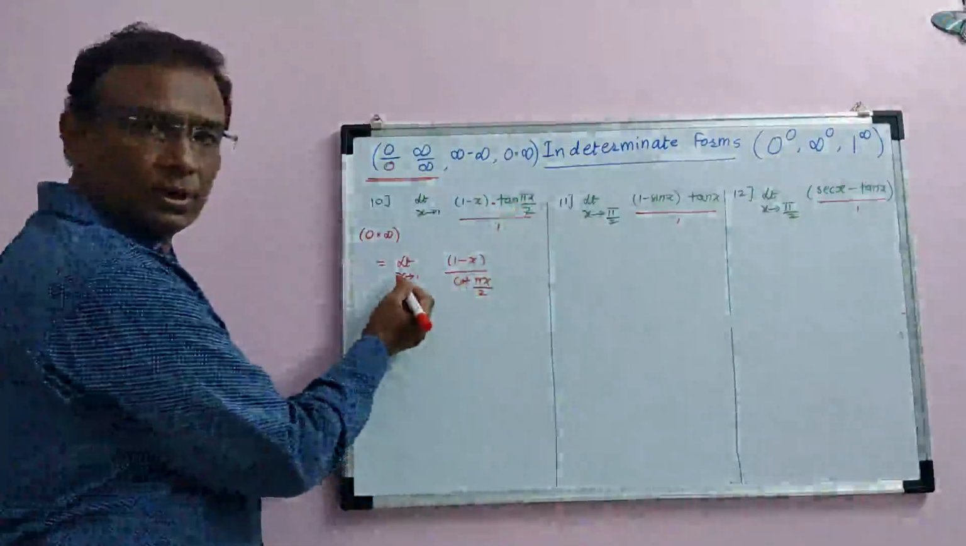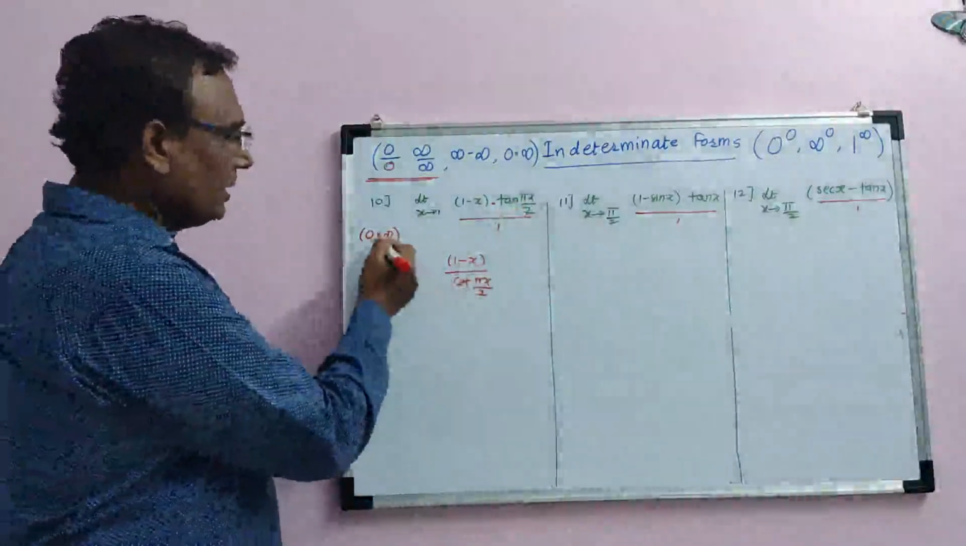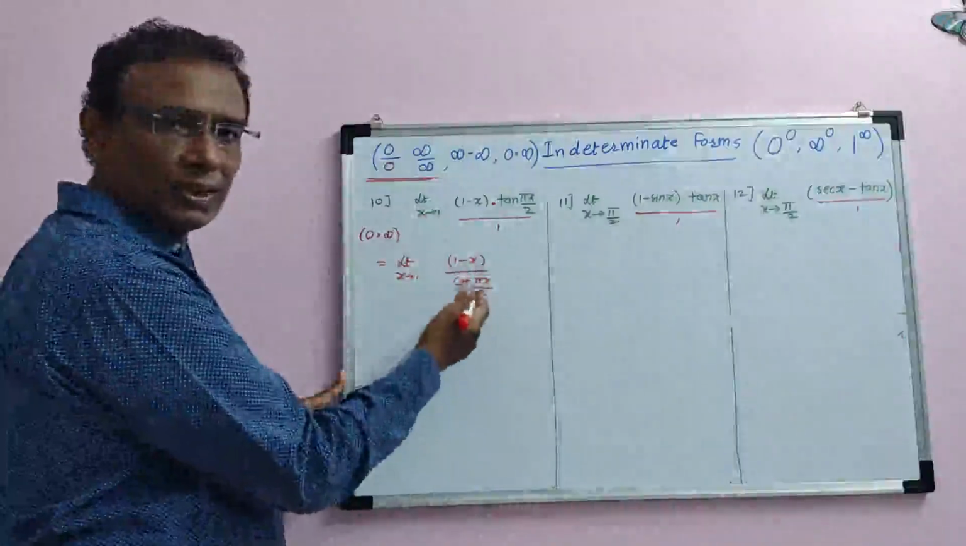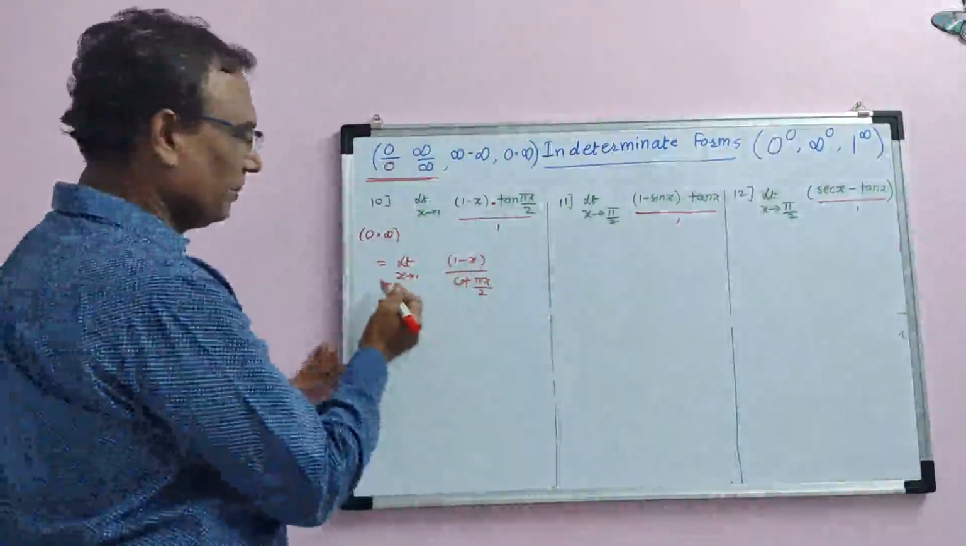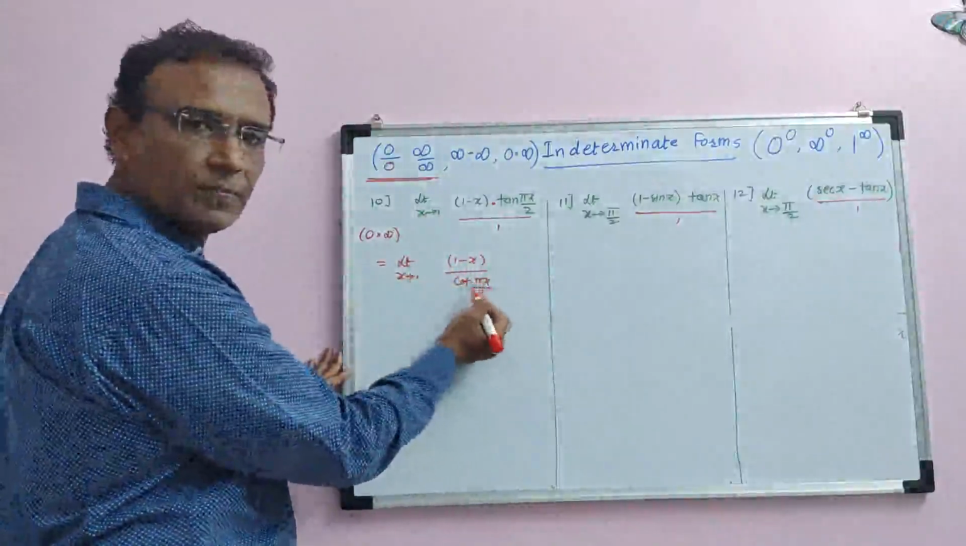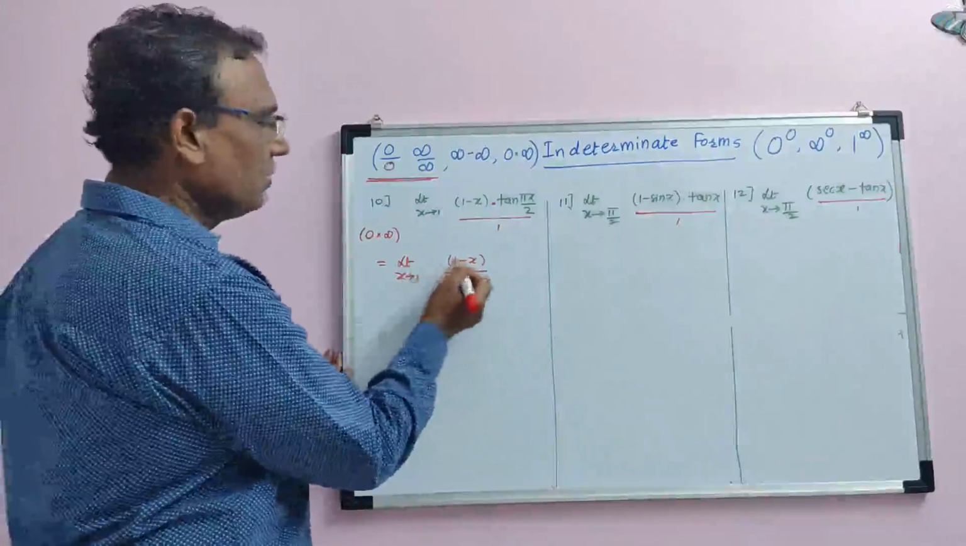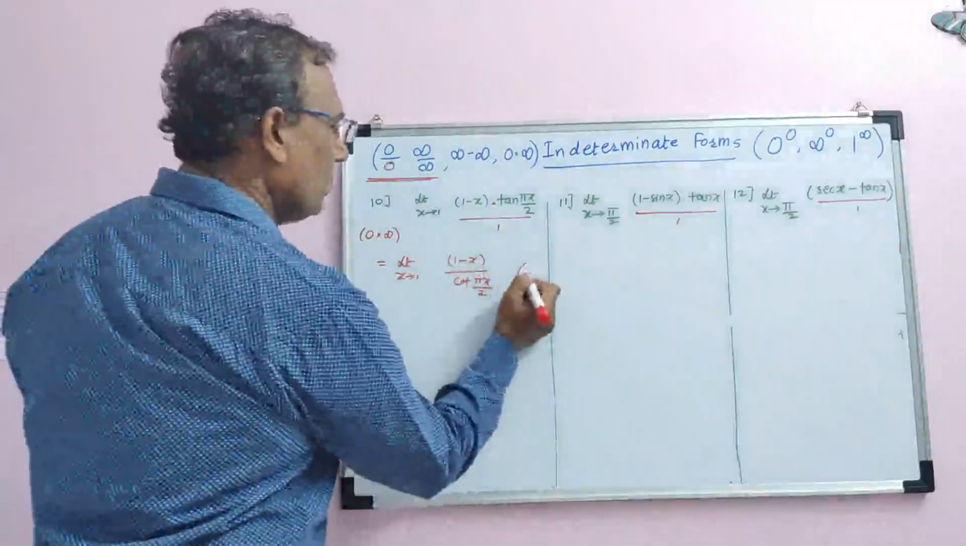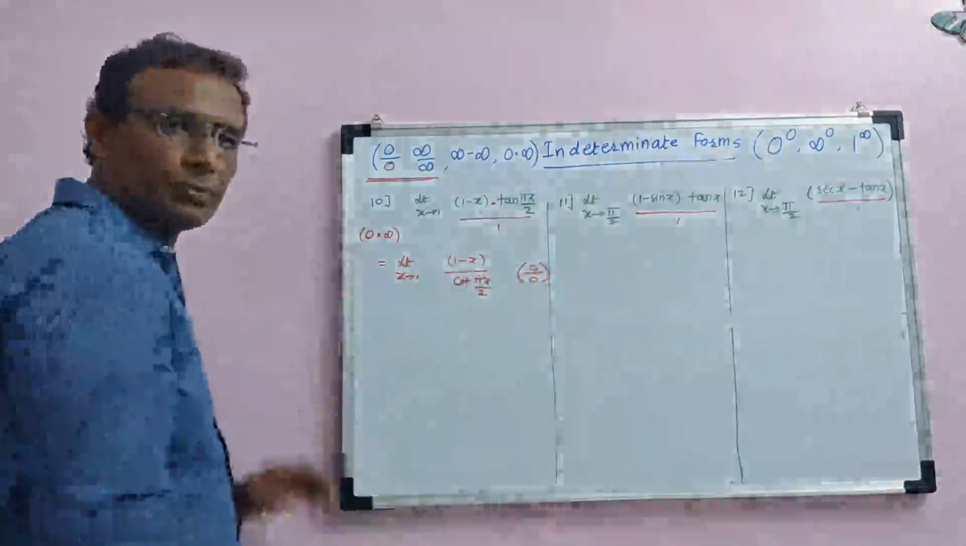Now it is converted into 0 by 0 or infinity by infinity, and there is no need to check the form every time. But if you want to check it, put x equal to 1: cot pi by 2 is 0, and 1 minus 1 is 0. But this form is not necessary to check every time.